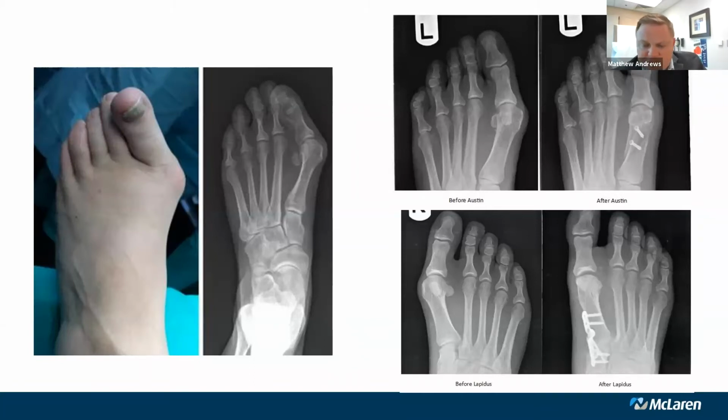So for a lapidus procedure, oftentimes that fusion of that joint is accomplished with the use of some implanted hardware. And as you can see, this is a small titanium plate with a couple screws in it as well. So sometimes with a bunion surgery, it will require some implanted hardware, but that's of course a discussion that you can have with the surgeon regarding what's the most appropriate procedure in your case based upon your gait exam and your physical exam and x-ray findings.